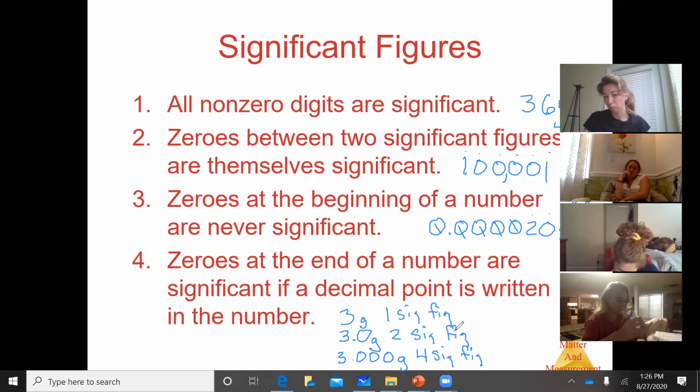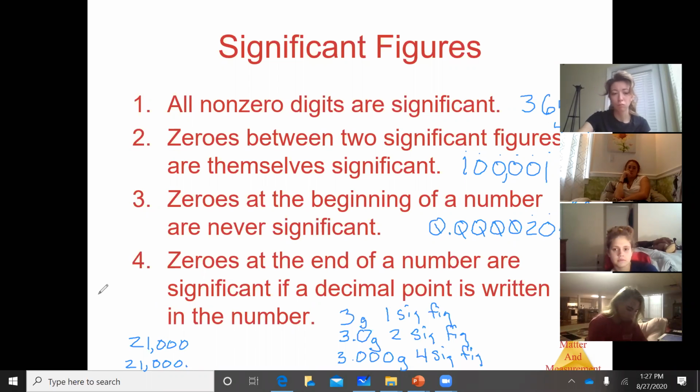So obviously the higher number is better in science, but you can't have an infinite number of sig figs when you're measuring things. At some point you've got to cut it off, right? So I'm going to write another number for you guys. Two numbers. I'm going to write 21,000 like this, and then I'm going to write 21,000 like this. The only difference is that I put a little dot right there.